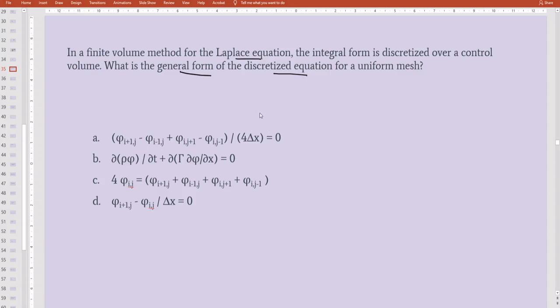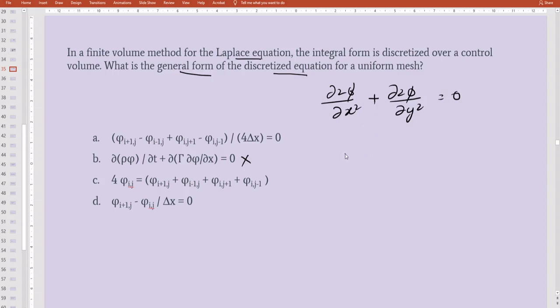From the options, we can easily eliminate the second one because it is a partial differential equation itself, so it's not a discretized equation. So we can just eliminate that one. Then let's see. We have to resolve the Laplace equation, that is ∂²phi/∂x² plus ∂²phi/∂y² is equal to 0. So how can we discretize this over a uniform mesh?